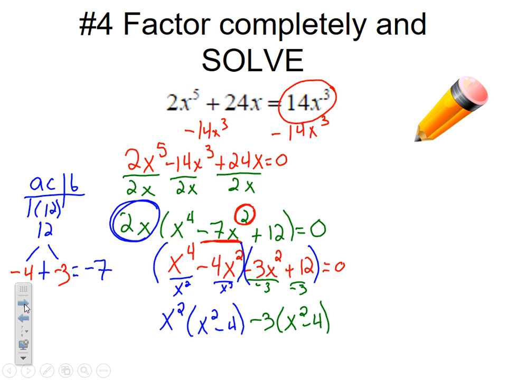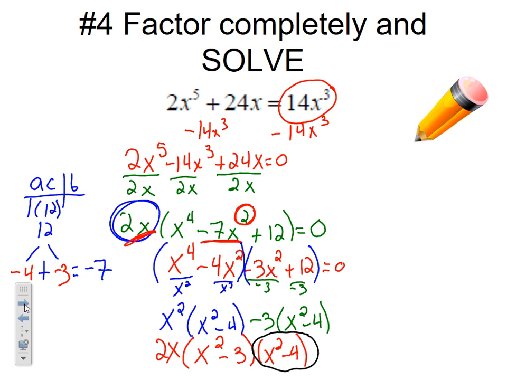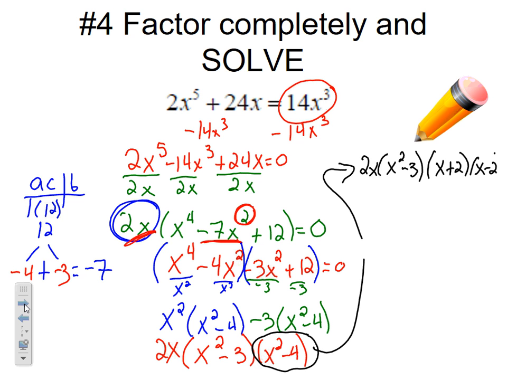My factors here are going to be x squared minus 3 and x squared minus 4. And then we can't forget about that 2x. But I'm not done here because I can factor this one further. So I'm going to go ahead and do that right here. So I have 2x. X squared minus 3, which can't be factored because 3 isn't a perfect square. But this can break down to x plus 2 and x minus 2.